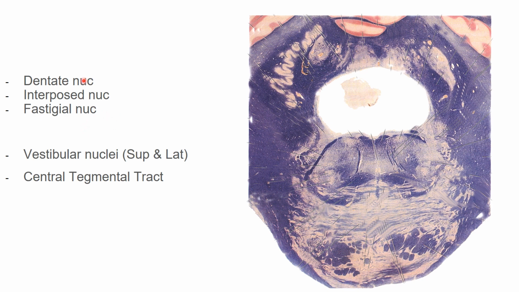Again, we're going to start with the dentate because the dentate is most lateral. Again, it has a bunch of squigglies. So that's how I always identify it. I look for the most squiggly looking structure in the back of the cerebellar region. And here we go. This is going to be the dentate nucleus.